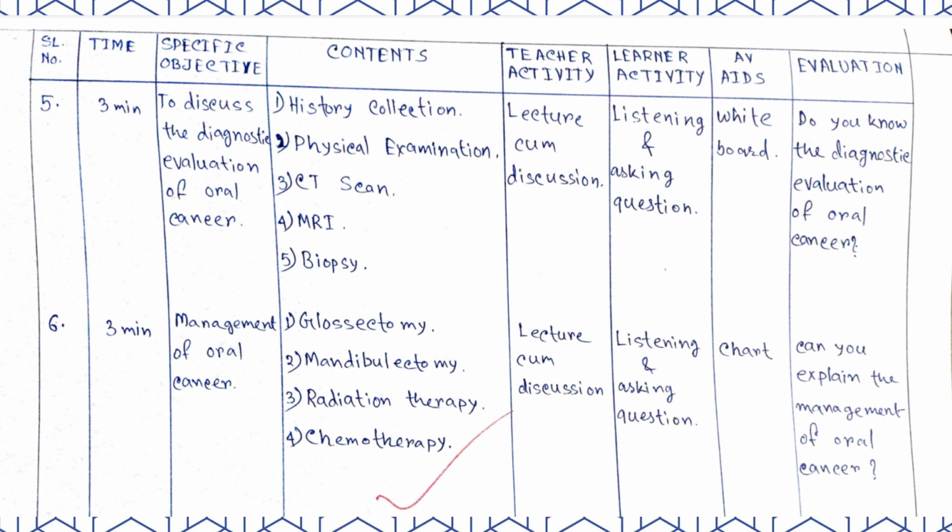Then point number 6, specific objective: management of oral cancer. Content: glossectomy, mandibulotomy, radiation therapy, chemotherapy. Teacher activity, lecture cum discussion, learner activity, listening and asking questions, AV aid. Evaluation: can you explain the management of oral cancer?